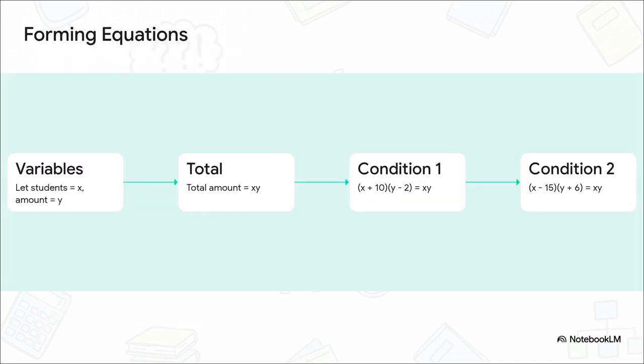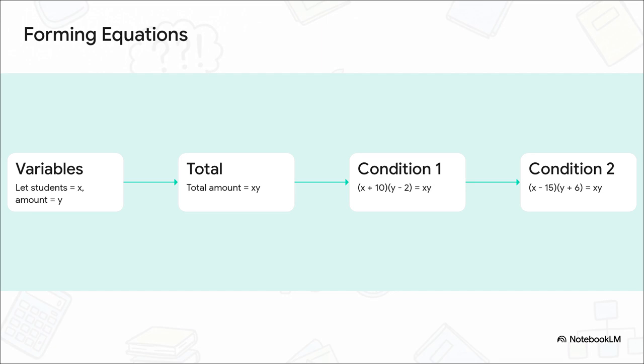Step 1, students are x, and the amount per student is y. Step 2, that means the total amount of money we are distributing is simply x multiplied by y, or xy. Now we translate line by line. For condition 1, the phrase 10 more students becomes bracket x plus 10. The phrase 2 rupees less becomes bracket y minus 2. When we multiply these two brackets together, it must equal our total amount, xy.